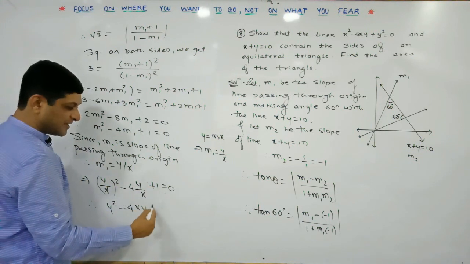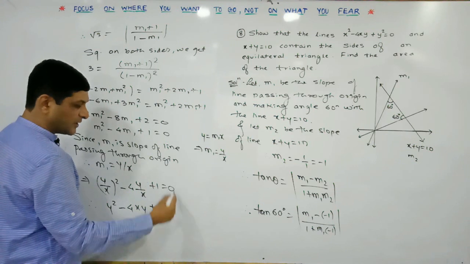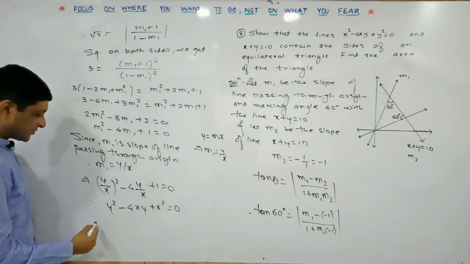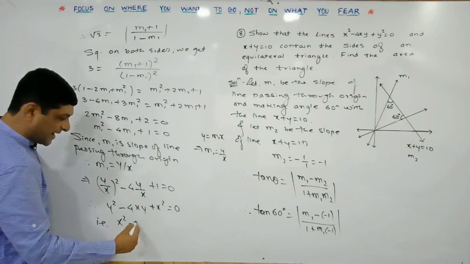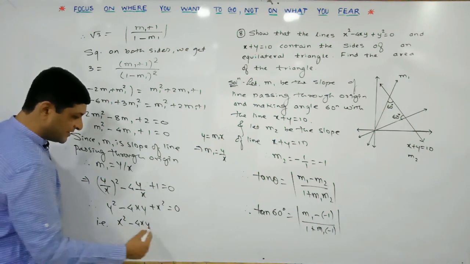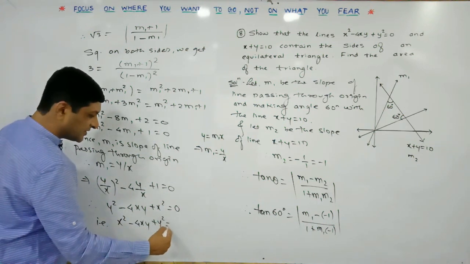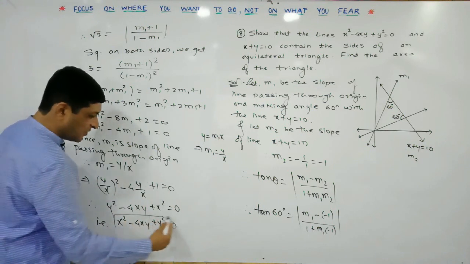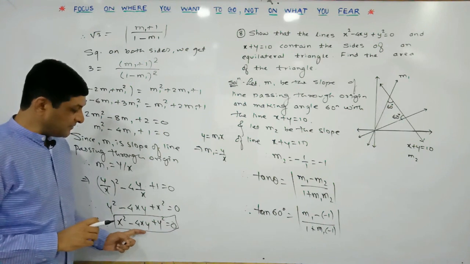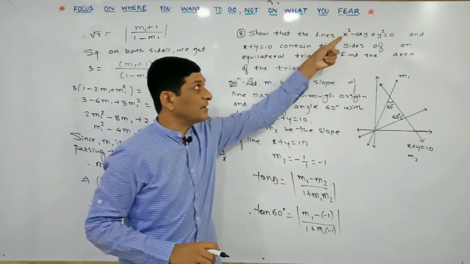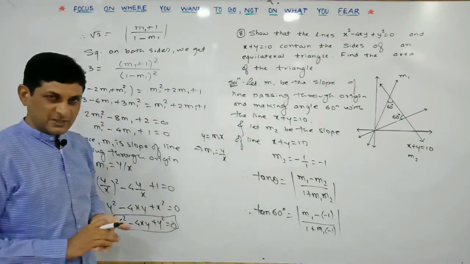If I am multiplying here by x square, we will get x square, and on this side we will get 0. So this equation can be written as x square minus 4xy plus y square is equal to 0. In this way we have got the required homogeneous equation. So check whether we have got the same equation here. Yes, we have got the same equation.